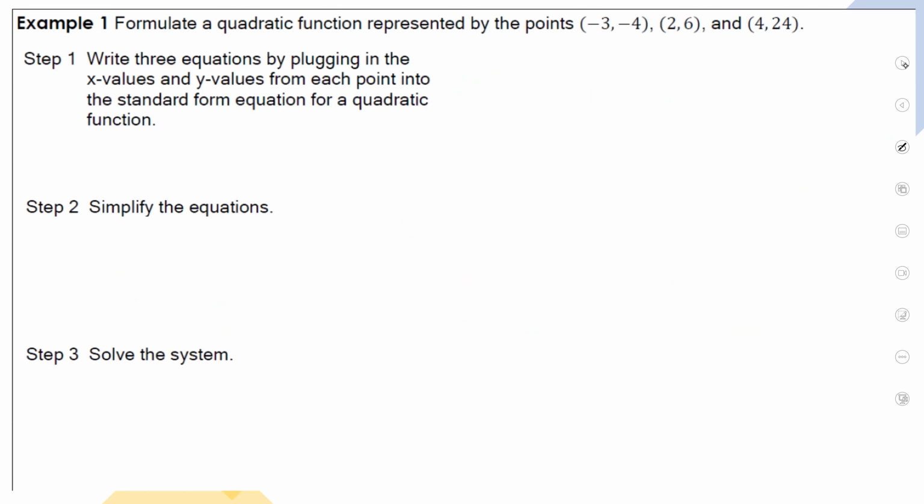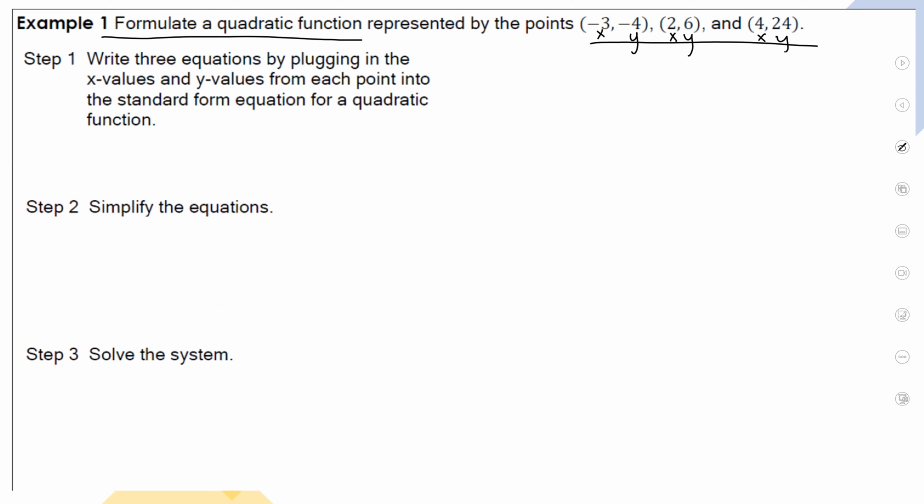They gave us 3 points, and they want us to formulate a quadratic function based on those 3 points that they gave us. So step number 1 is we're going to write 3 equations by plugging in the x values and the y values from each of these points. So guys, they're talking about this right here. This is the x value and the y value. Go ahead and label them.